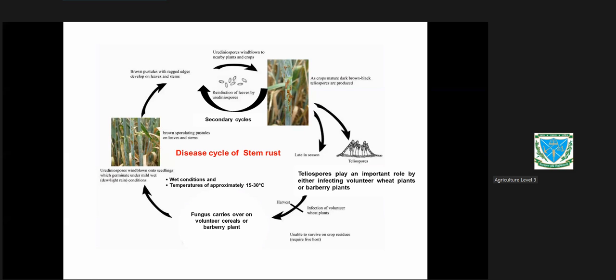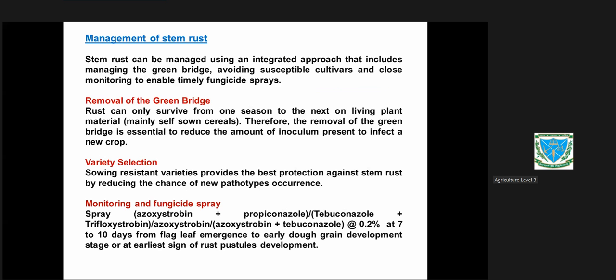prevail in the weather, this pathogen can produce uredospore from the alternate host or somewhere and infect the plants and reinfect the plants with the help of uredospore and produce the disease. Once harvested, they go to the alternate host, not in the debris. Sometimes they remain in debris as teliospore. So removal of green bridge, I mean the volunteer plants and other grasses, need to be removed, resistant or tolerant varieties, and monitoring and fungicide spray.